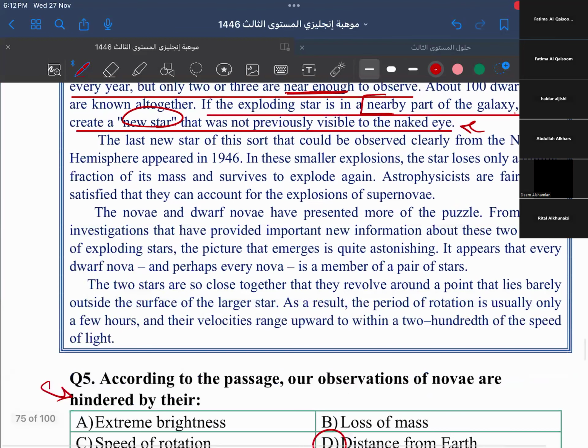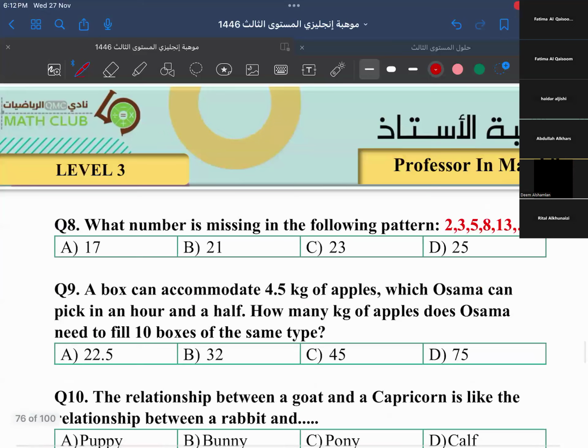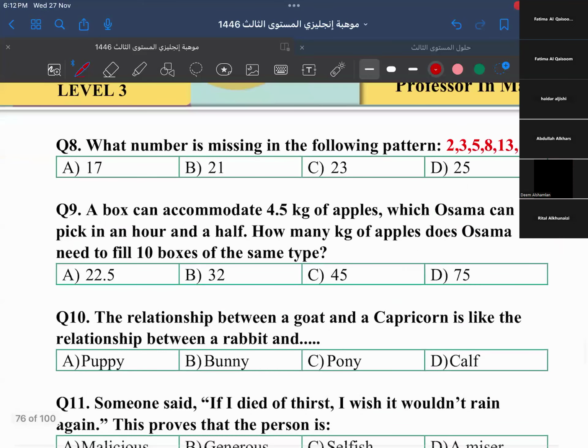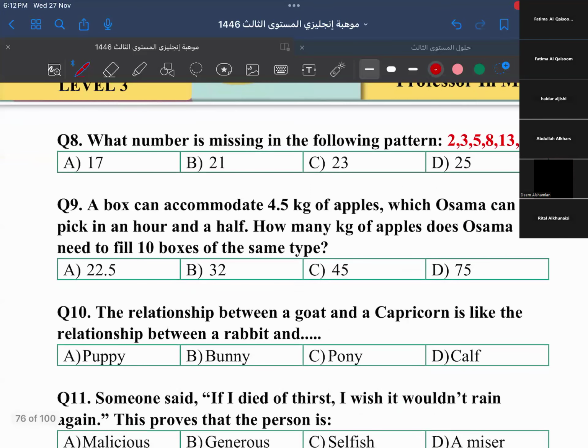Okay, so these were the questions that we discussed yesterday. Now we're continuing from question 8. Did you get the chance to open the questions and try to solve them yesterday? Yeah, excellent. Okay, so starting with question 8.